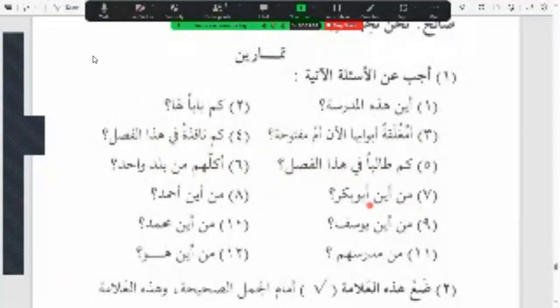Min aina Abu Bakr? Where does Abu Bakr come from? From where does Abu Bakr come? Min aina Ahmad? Where is Ahmad from? Min aina Yusuf? Where is Yusuf from? Min aina Muhammad? Where is Muhammad from?